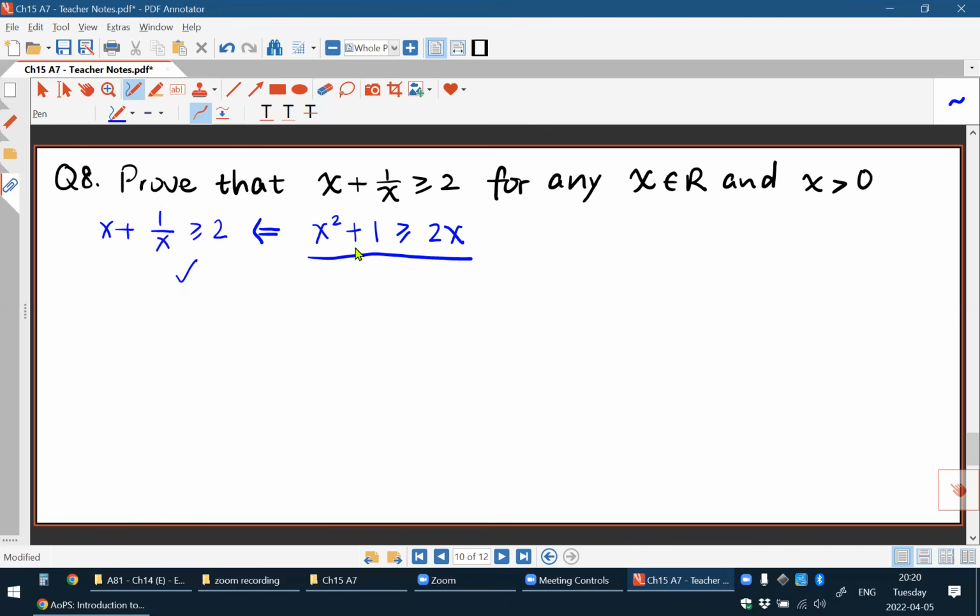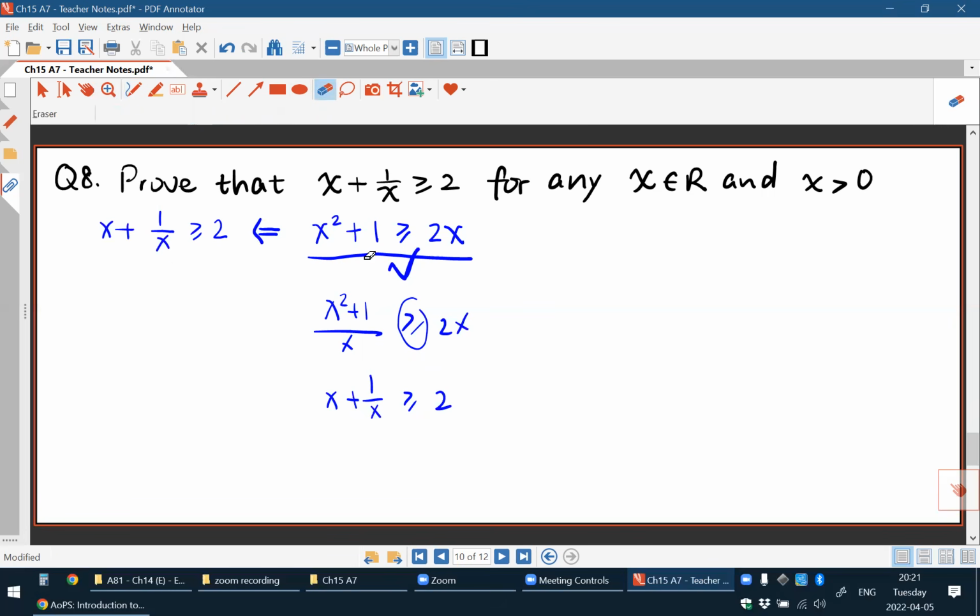Why? Because if this one is true, we can just divide both sides by x. Because x is positive, we don't change the direction of the inequality symbol here. So if we can prove this one correct, then we divide both sides by x and have x plus 1 over x greater than or equal to 2. That means if we can prove this one correct, then this one must be correct. Can you follow me?